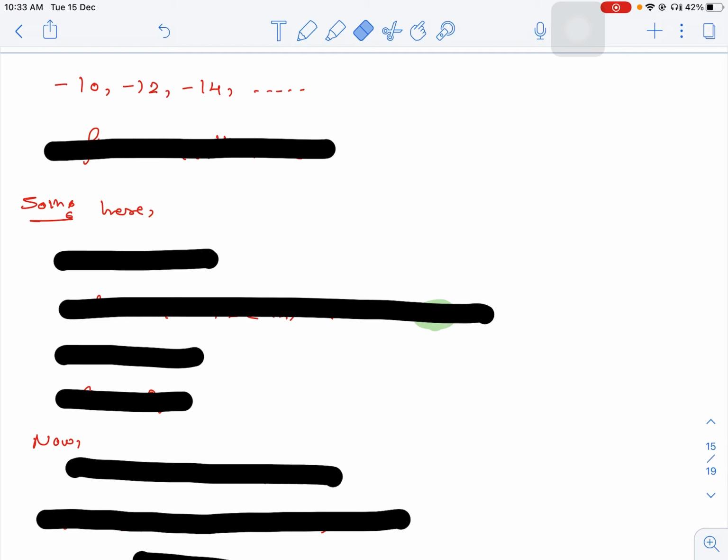Now suppose here we have a list of numbers: minus 10, minus 12, minus 14 and so on, and this is an AP. And suppose it is given that we have to find the 211th term. A 211th term means that is A211. This we have to find.